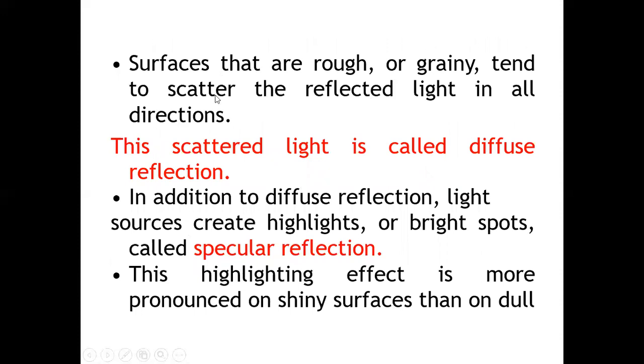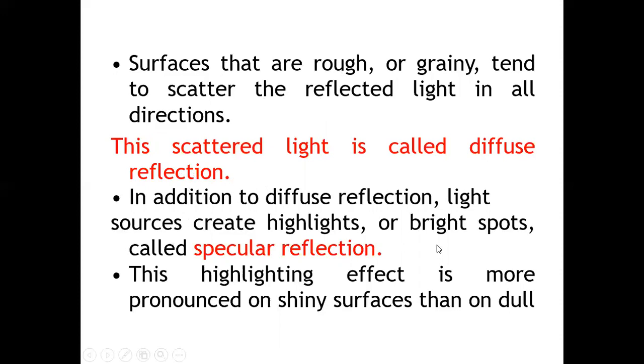Surfaces that are rough or grainy tend to scatter the reflected light in all directions. This scattered light is called diffuse reflection. We'll be discussing three basic illumination models here: ambient light, diffuse reflection, and specular reflection. Diffuse reflection occurs whenever light is incident on a rough surface, and the light is reflected in all directions.